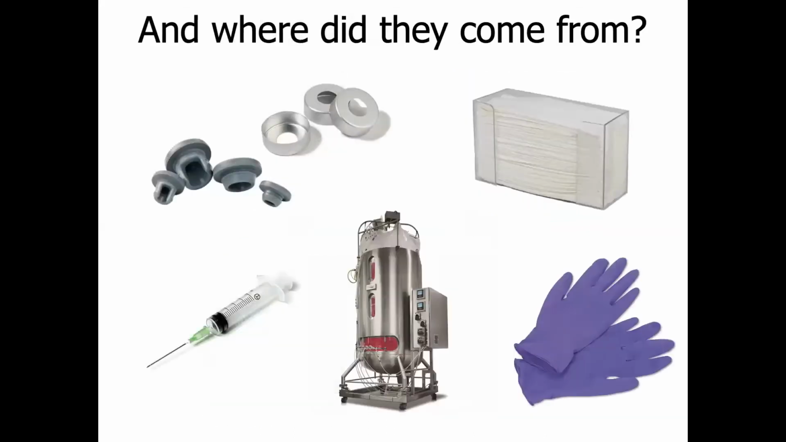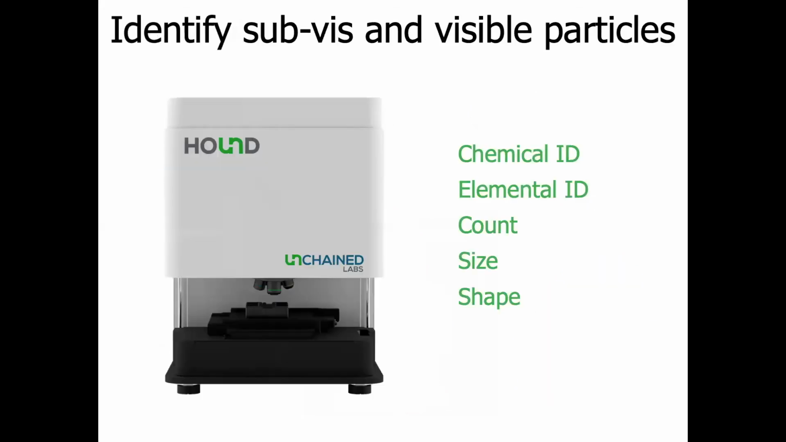A few examples. If you find an aluminum particle, it could indicate that it comes from the crimp caps used for capping your vials. Finding a cellulose fiber could mean it was released from towels used to clean manufacturing equipment. A stainless steel particle could come from a bioreactor used to produce the drug product. Rubber particles could have been released by the stoppers used in primary packaging. In general, the more information you collect about your particles, the easier it will be to find the source and eliminate it.